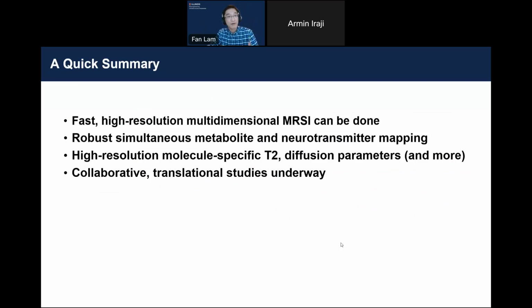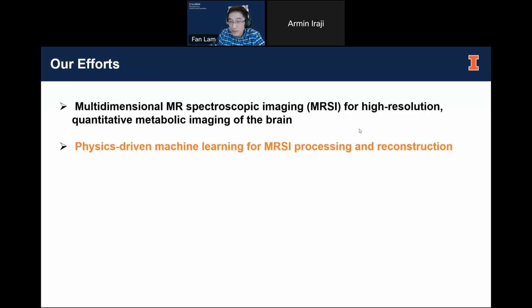So, to quickly summarize, we are really pushing this forward from fast, high resolution multidimensional MRSI, and we think it's possible to potentially robustly and simultaneously map the metabolite and neurotransmitter distribution in the brain. We can also extend this to map molecular specific biophysical properties such as T2, T1, diffusion, and potentially more. We're trying to collaborate with different internal and external collaborators to explore the translational power of this new imaging capability. So let me pause here for 1 minute and see if there are any questions.